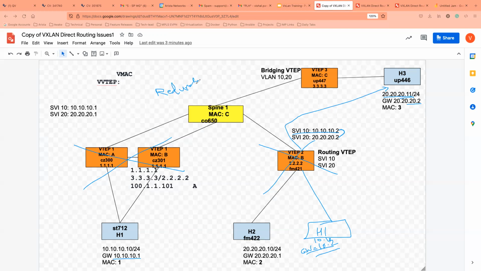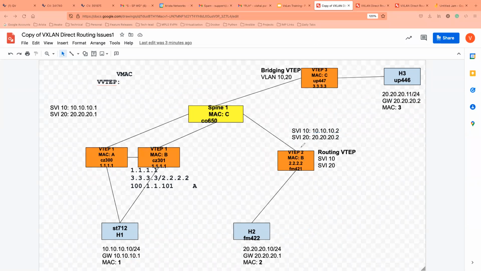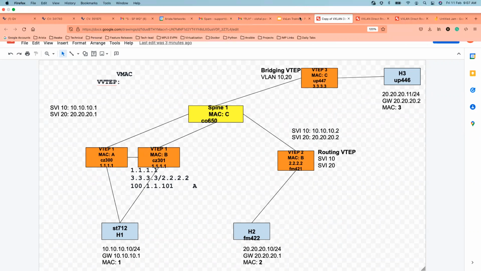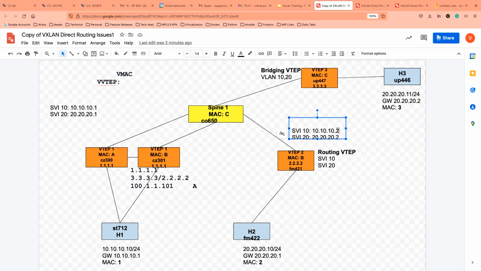What else? Anything else? Okay, I agree that redundancy is the issue. So let's consider that everyone has the same IP address. Let me make that change. So all the gateways have the same IP address.